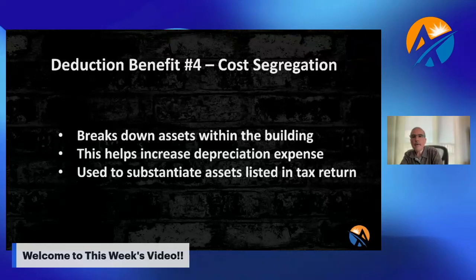The idea of deduction benefit number 4, cost segregation, is to allocate each of your property-related costs into their appropriate property class in order to better calculate depreciation deductions and put them into a shorter period of time if you can. This gives you a bigger deduction in the earlier years and tax savings. Typically, you hire an outside company that specializes in doing cost segregations.